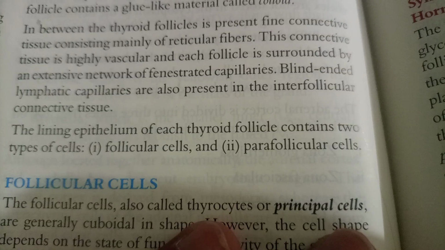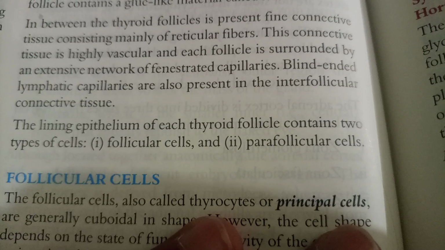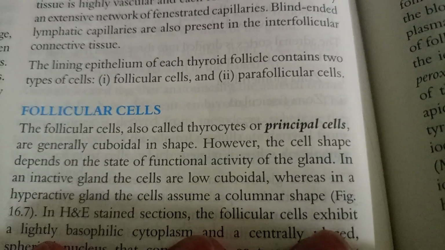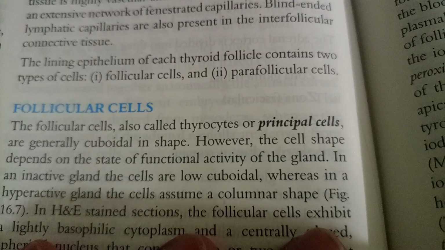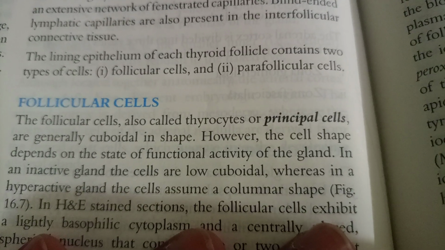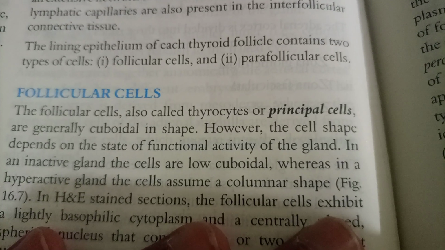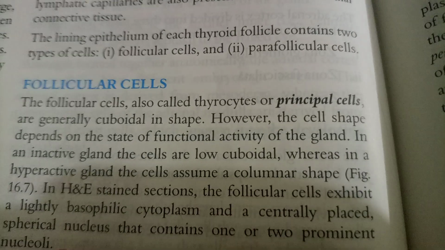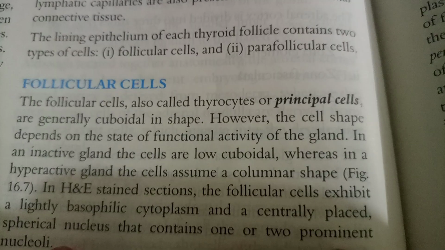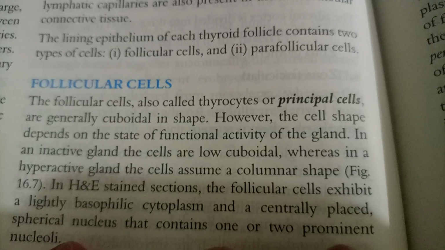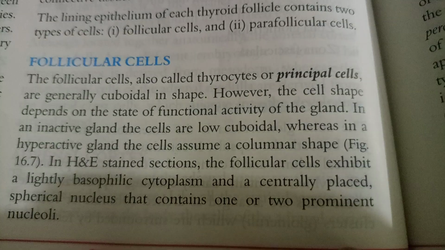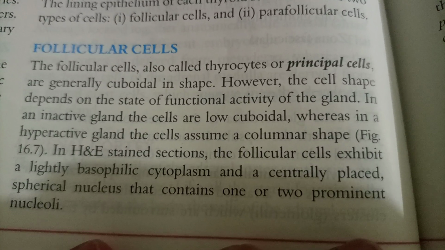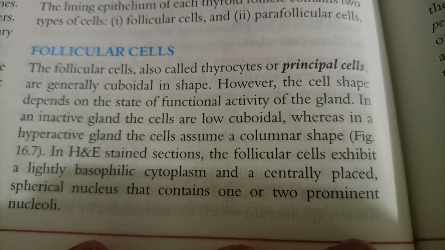The lining epithelium of each thyroid follicle contains two types of cells: follicular cells and parafollicular cells. The follicular cells, also called thyrocytes or principal cells, are generally cuboidal in shape. However, the cell shape depends on the state of functional activity of the thyroid gland. In an inactive gland, the cells are low cuboidal, whereas in a hyperactive gland, the cells assume a columnar shape. In H and E stained sections, the follicular cells exhibit a lightly basophilic cytoplasm and a centrally placed spherical nucleus that contains one or two prominent nucleoli.